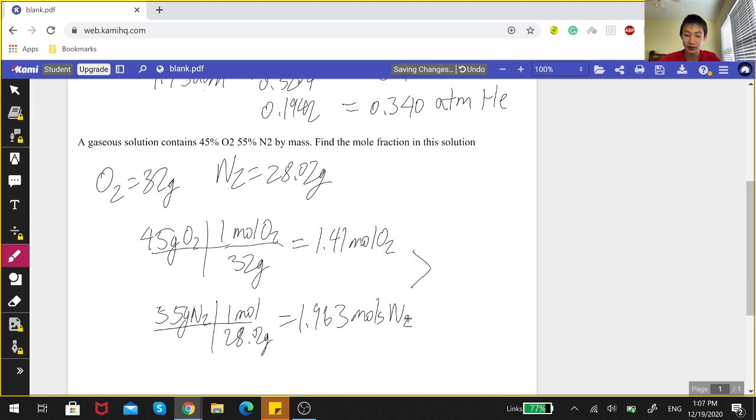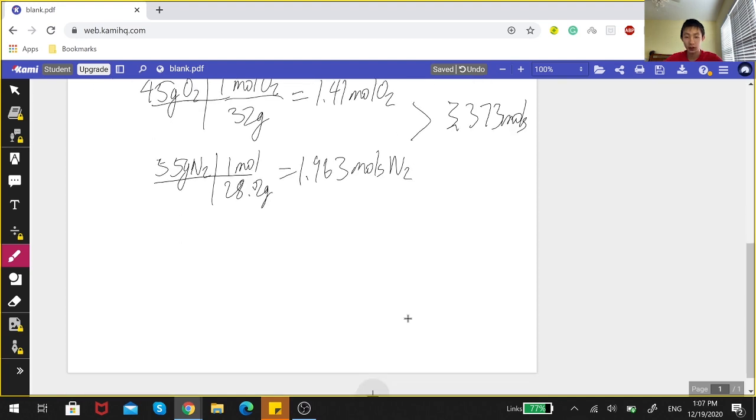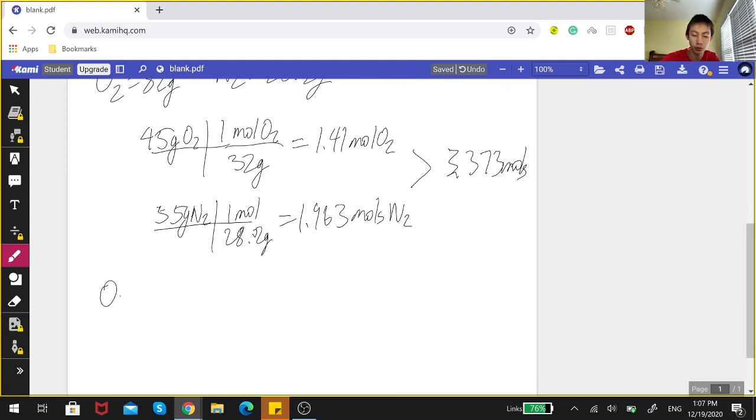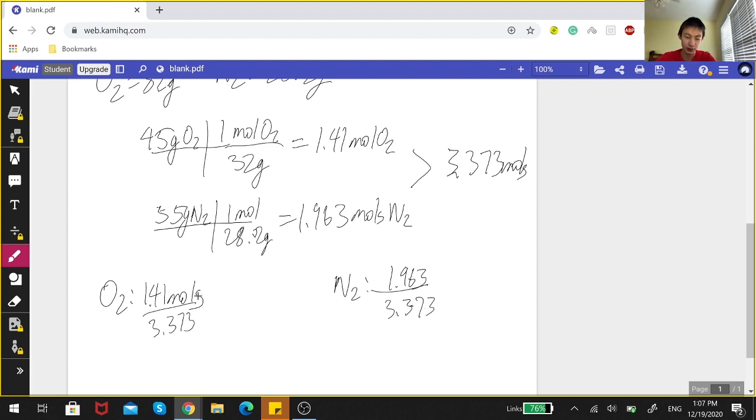Now, what is the total? Because remember, we need to have partial moles and total moles. So let's add these two together. That gives us 3.373 moles total. So let's find the fraction, right? The fraction is the number of moles of what we're looking for over the total. So O2 will be 1.41 moles divided by the total moles, which is 3.373. And our N2 will be the number of moles of N2, 1.963, divided by the total number of moles, which is 3.373.